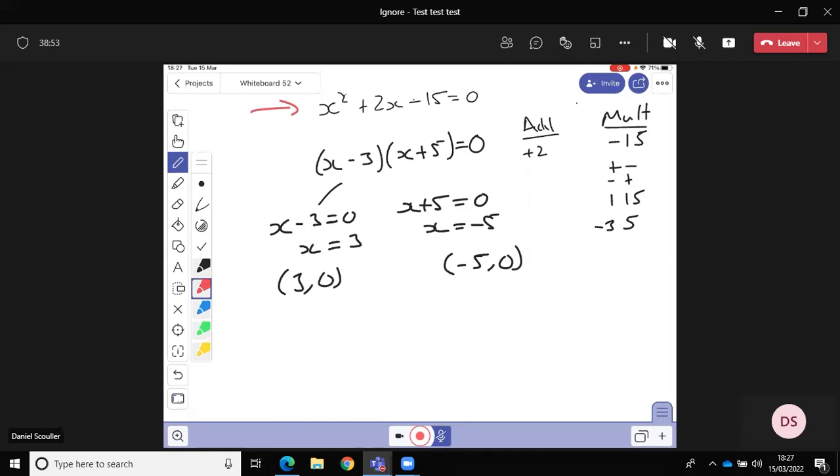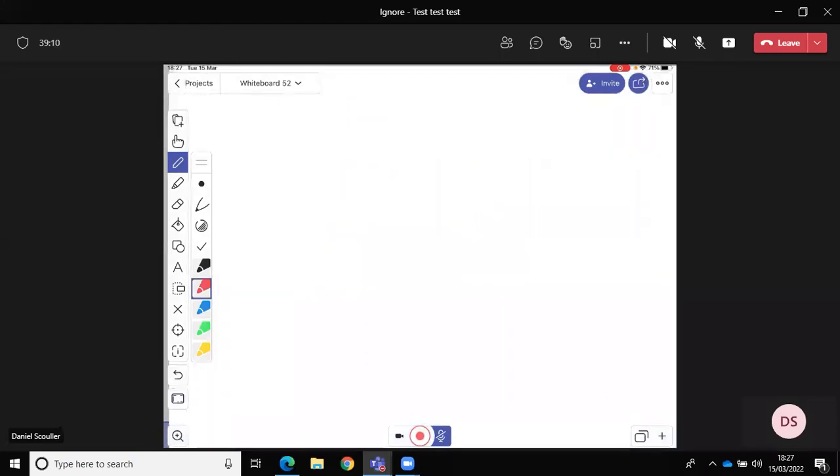Okay, so method one, to find the roots of the quadratic equation, you would use factorization, common factor, difference of two squares, and the trinomial, which I just did there. Okay. Method two, we use when the quadratic equations don't have exact roots.